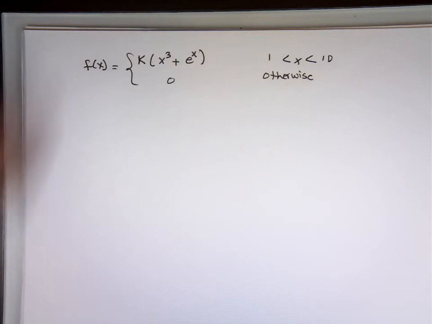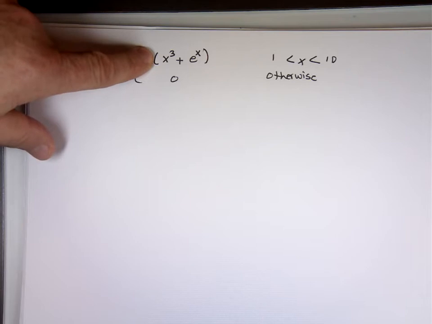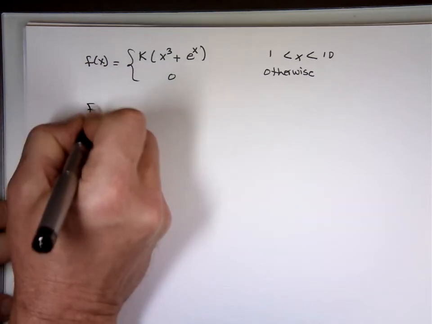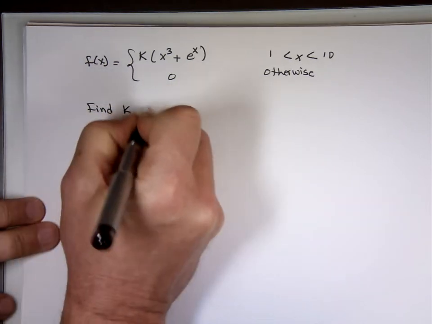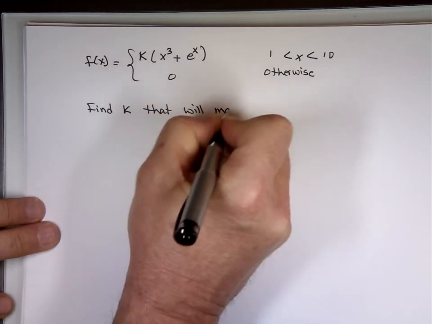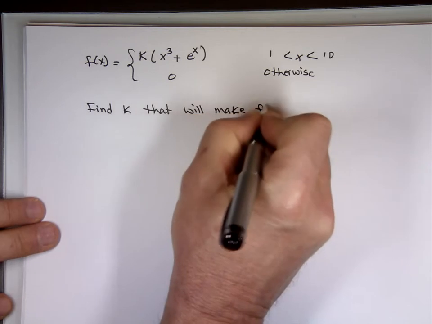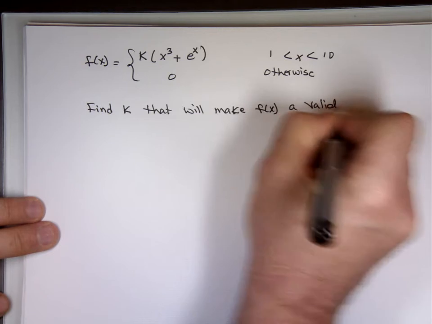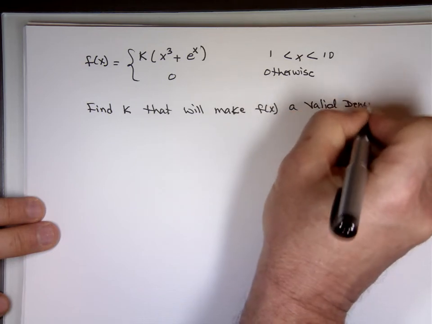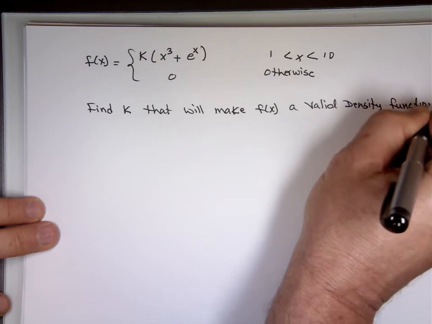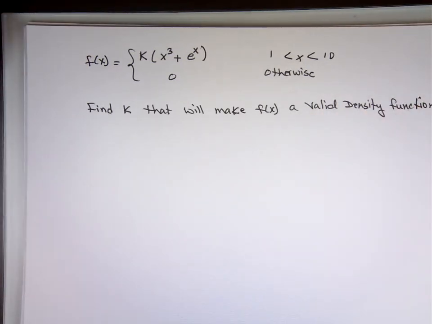Now, right now, I'm not sure if this is a valid density function or not. I didn't integrate it. By putting a k there, I can turn it into a valid density function. So I might say to you, find k that will make f of x a valid density function. So I can take any function and make it a valid density function.